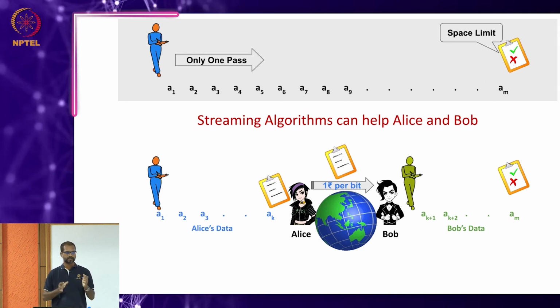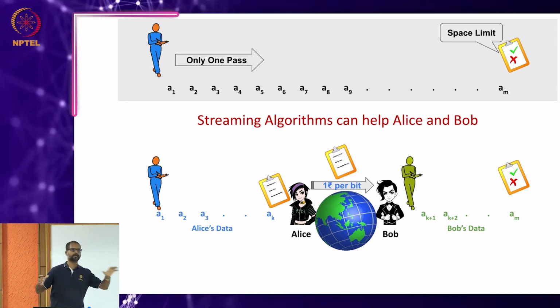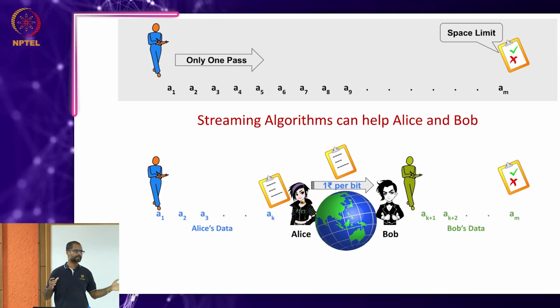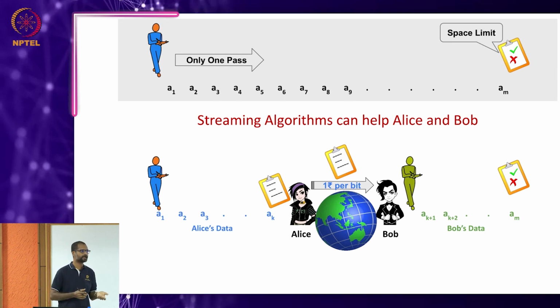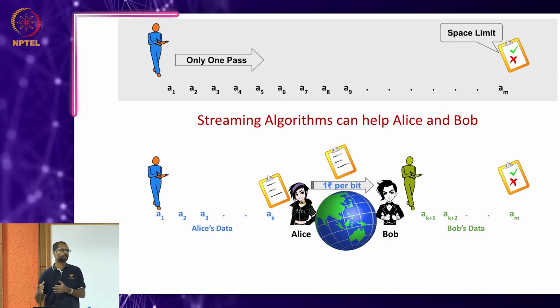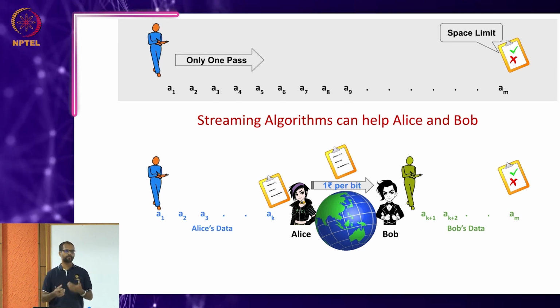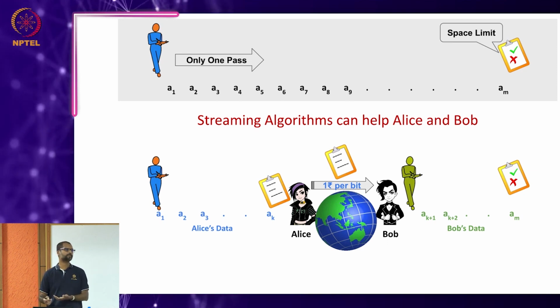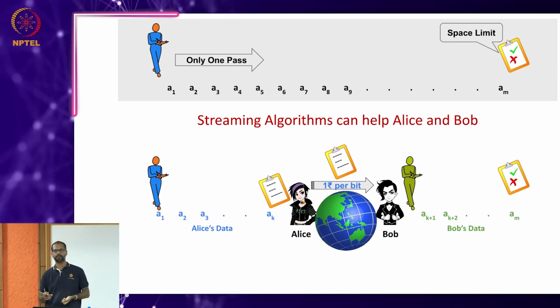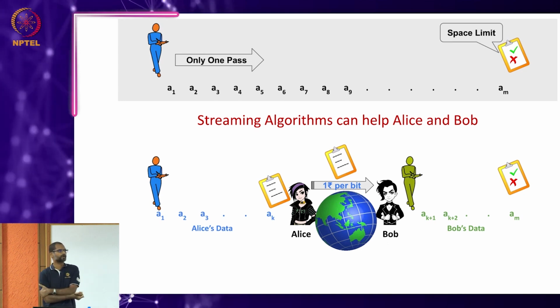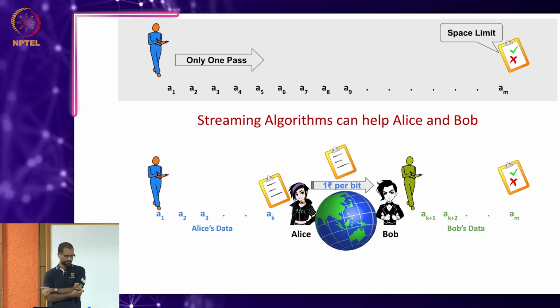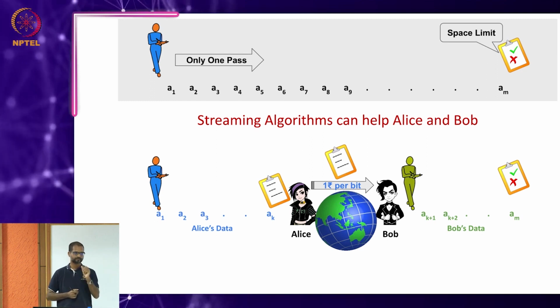So the stream is broken into two. There is Alice's part of the stream, which is run by this algorithm, and whatever is the storage, the memory content of the algorithm at that time, is what is transmitted over the globe to Bob. Bob has the same algorithm running here, but it is kickstarted at an intermediate point using the memory footprint of the algorithm. Ask me if it's not clear.